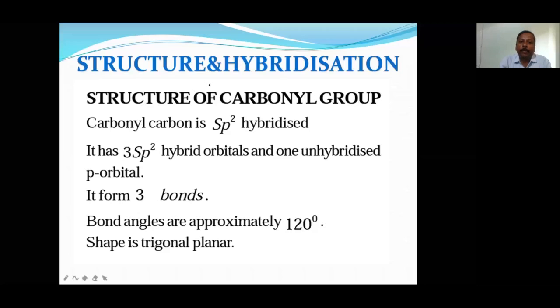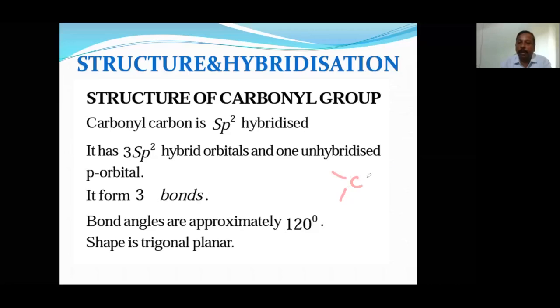Structure and hybridization. Like we have done similarly in the ethers also. In the ether, we have seen the structure of the oxygen. With respect to oxygen, we have seen R and R dash, and that was sp3 hybridized. But here we have to see the hybridization of carbon only. In this one, the carbonyl group is the main criteria.